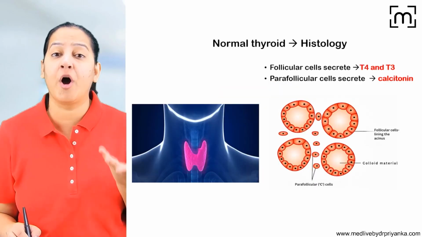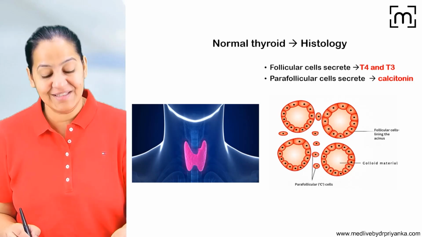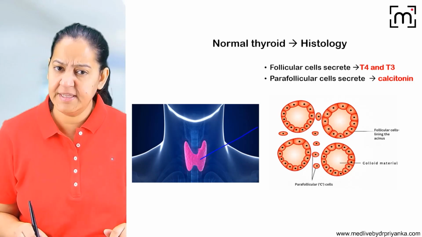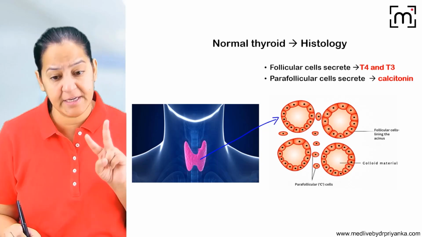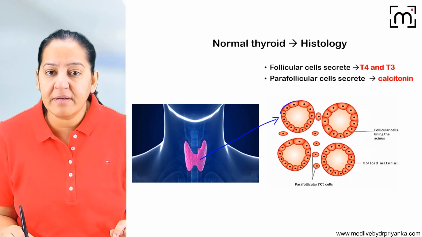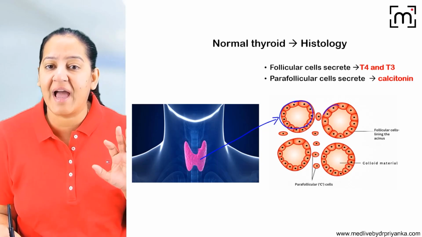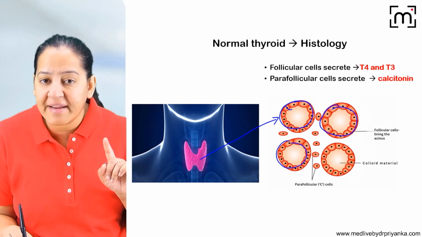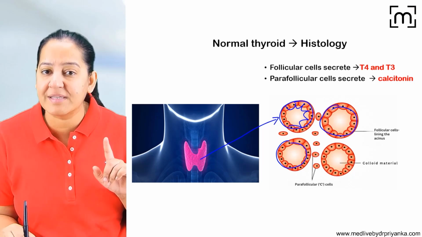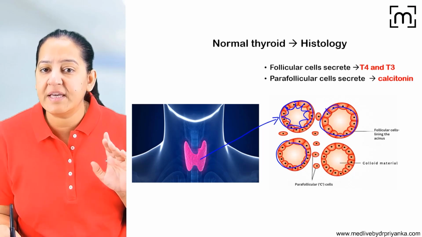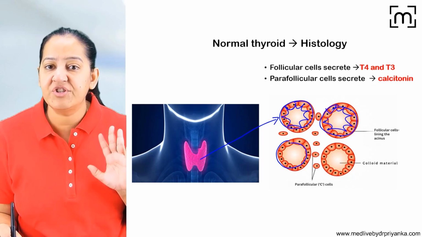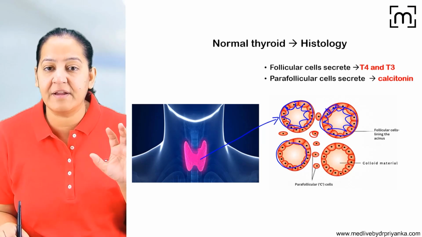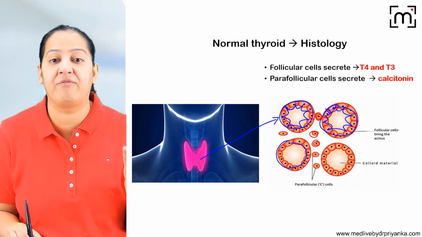Now inside the thyroid, how many types of cells are present? Inside the thyroid gland, two types of cells are present. If you see the histology of thyroid, you will see two types of cells. Number one, the cells which are lining the follicles. These are the follicles. The cells lining the follicles are known as follicular cells. Can you see? These all are follicular cells which are lining the follicles. And the cells which are present intermittently here are known as parafollicular cells.